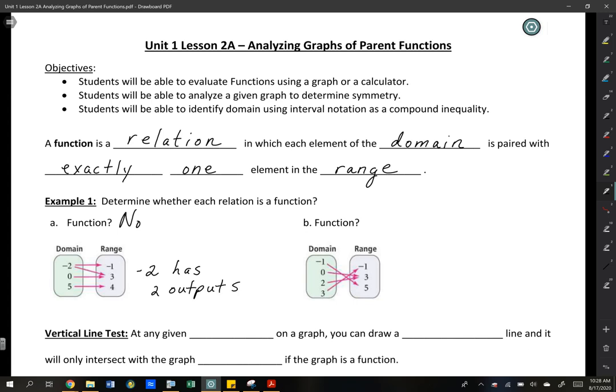All right, now if we take a look at letter B, each element in the domain is paired with exactly one element in the range. Right? Nothing has more than one output. So this one is a function.